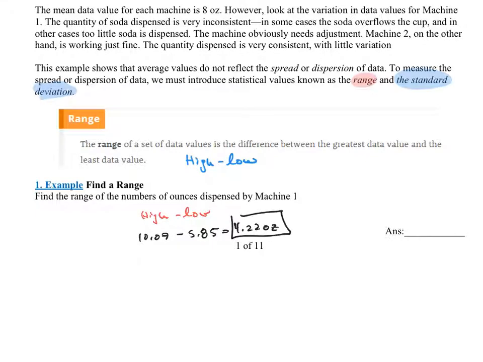So let's talk about what it is. The range from the high to the low is 4.22 ounces. Now remember, this was supposed to be an 8-ounce cup, so we're saying the range is like half of the cup. That's a lot. That's a huge, huge range.